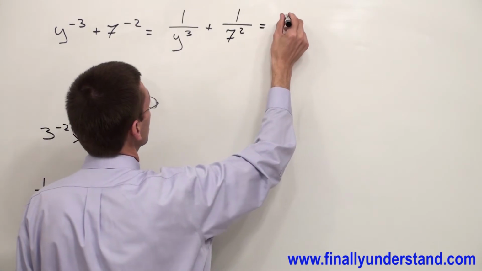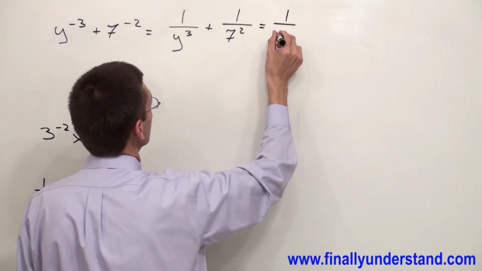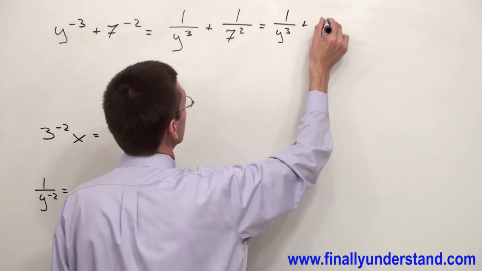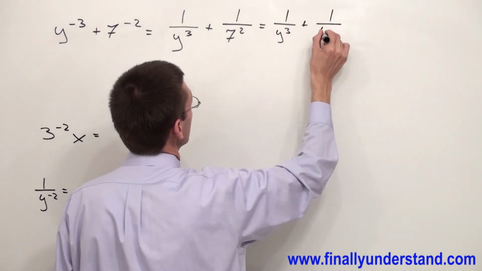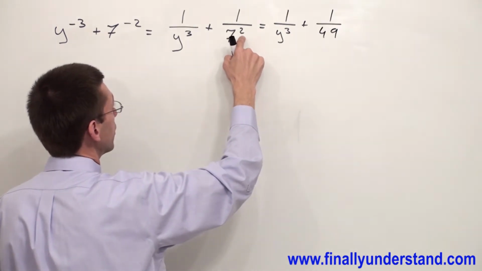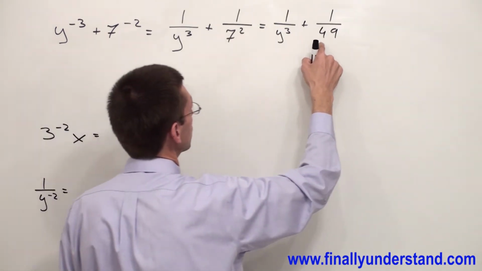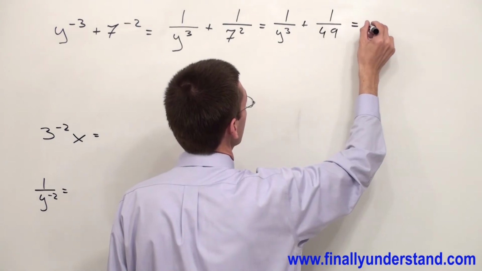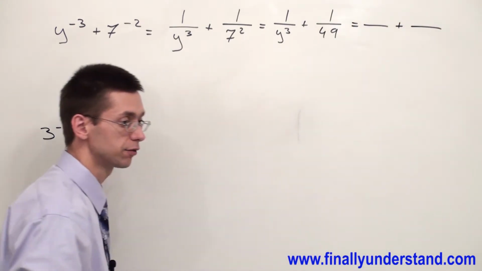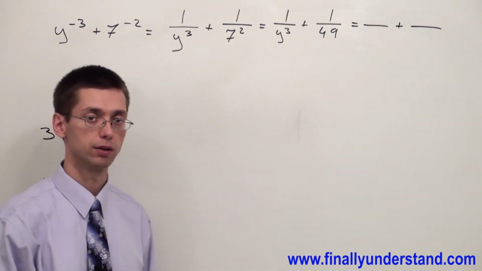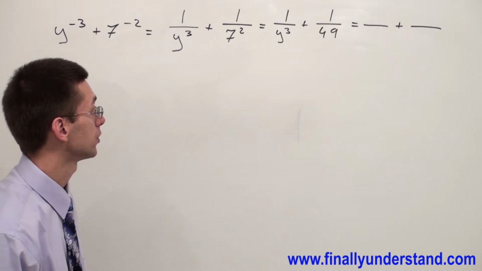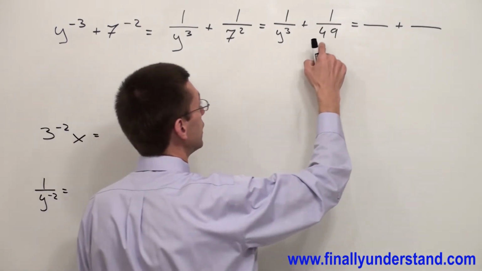Okay, let me rewrite this problem one more time. This is y to the third plus 1 over 49, because 7 to the second power is 7 times 7 equals 49. In order to add fractions, I have to find a common denominator. The common denominator for these two fractions is going to be 49y to the third power.